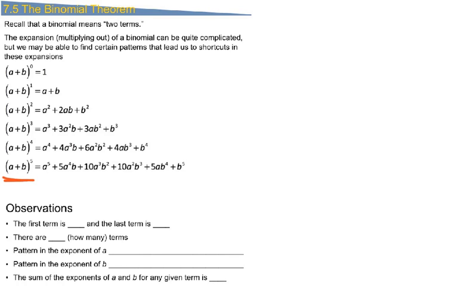So if we consider that we have (a + b) to the n in general, then the first observation we can make is that the first term is always a to the n, and the last one is always b to the n.